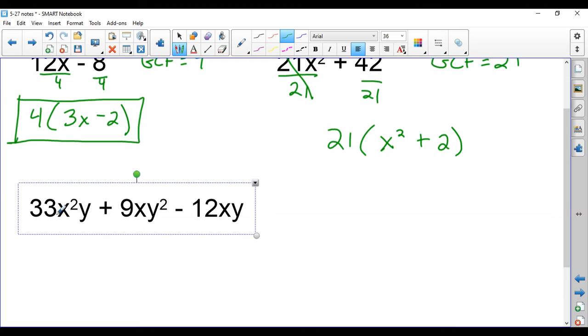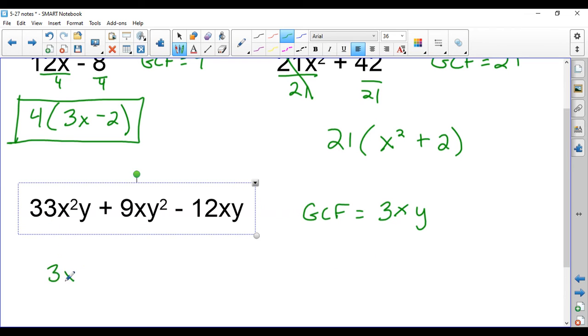Down here, I have 33x squared y plus 9xy squared minus 12xy. I look at the numbers first, 33, 9, and 12. The only number that divides into 33, 9, and 12 is 3. Then I look at each variable separately. I have x squared, x, x. The least I have is x. That's x to the first. Look at the y's. I have y, y squared, and y. The least is a y by itself. So my GCF is 3xy.